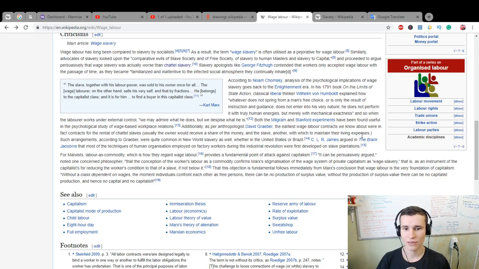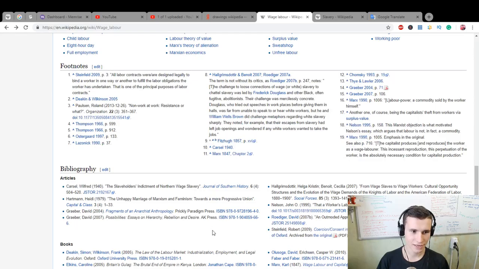These objections follow immediately from Marx's conclusion that wage labor is the very foundation of capitalism. Without a class dependent on wages, the moment individuals confront each other as free persons, there can be no production of surplus value. Without the production of surplus value, there can be no capitalist production, and hence no capital and no capitalist.